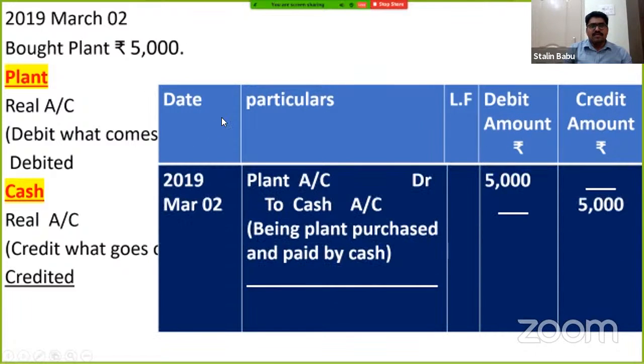Write in the journal book. What is the date? 2019 March 2nd. Plant account debit to cash account. What is the amount? 5,000. Write 5,000 in the debit amount column against the debit account and write 5,000 in the credit amount column against the credit account. Being plant purchased and paid by cash. Write a straight line in the particulars column.